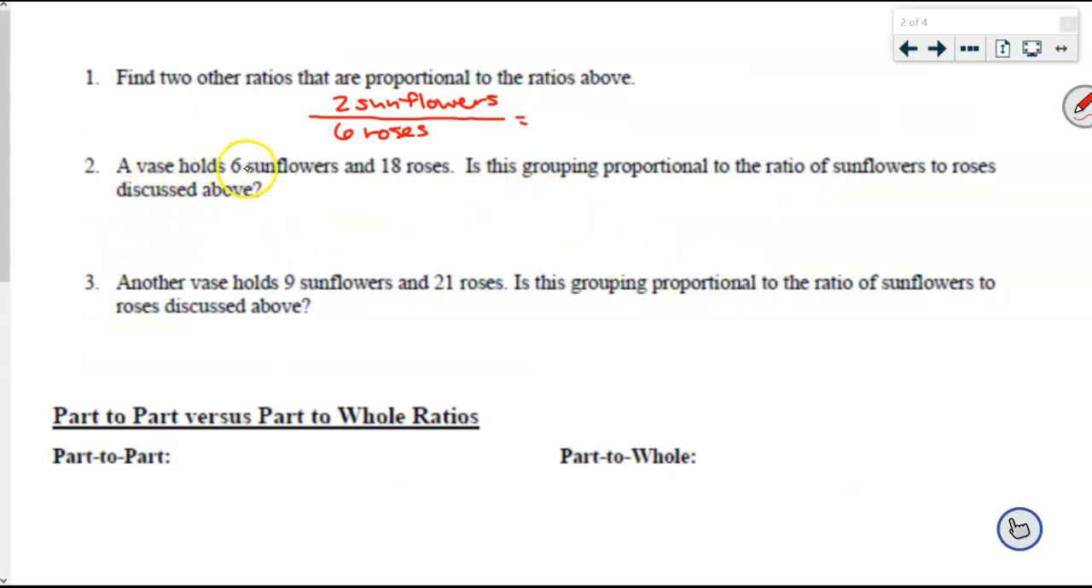What if this vase has this many roses and sunflowers? Is it going to be proportional? What if it has this many sunflowers and roses? Will that be proportional? So with your tables, you're going to discuss problems 1, 2, and 3.